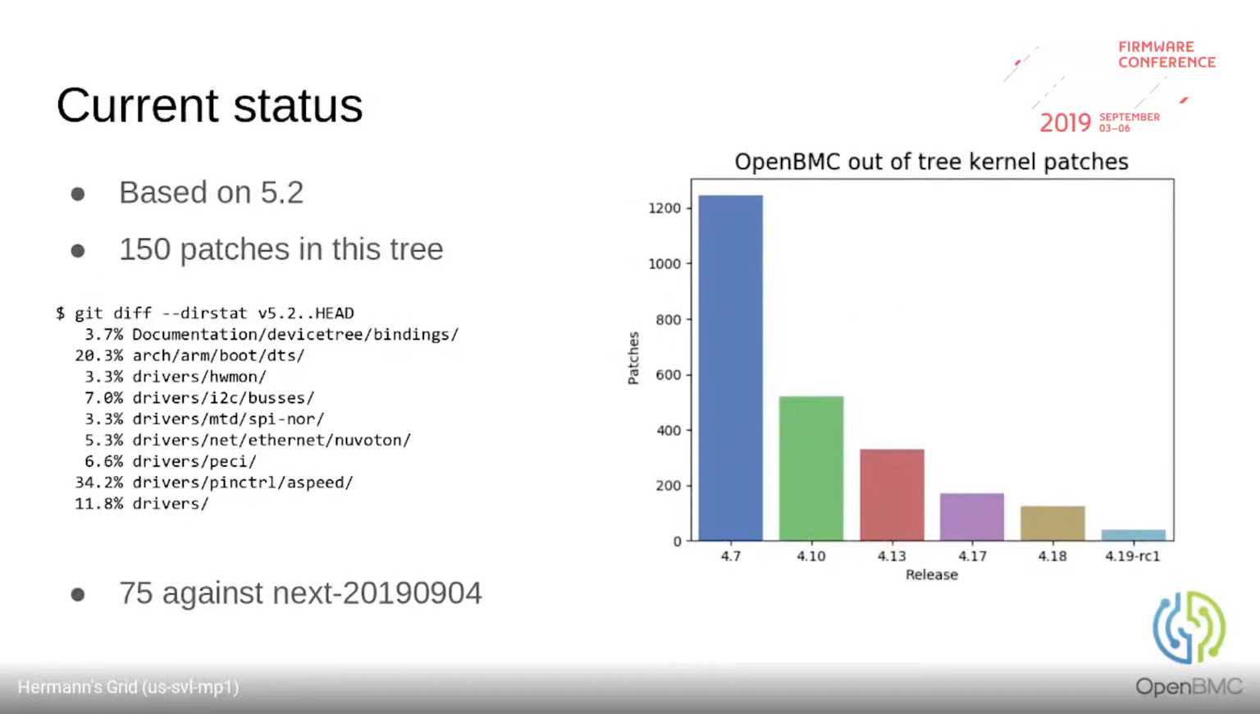So current status, we're currently based on 5.2, which is the current released kernel, at least for one more week, when 5.3 will come out next weekend. And we've got about 150 patches in the tree. They're all over the place. Most of them are in device trees, so we've got a whole heap of lines of code for the new AST2600 and a whole heap of lines of code for the Nuvoton device trees that aren't upstream yet.